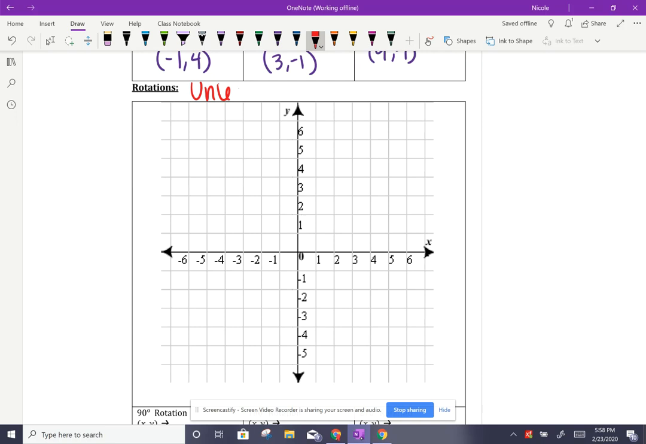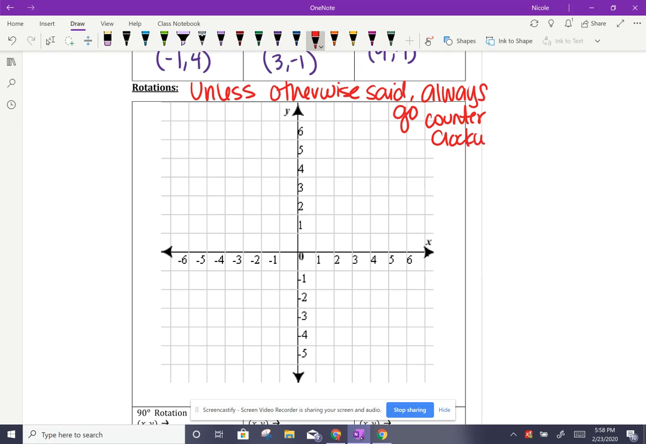unless otherwise said, go counterclockwise. Always go counterclockwise unless you are told otherwise. No matter what. Always assume you're going counterclockwise unless it says clockwise. Always assume counterclockwise.